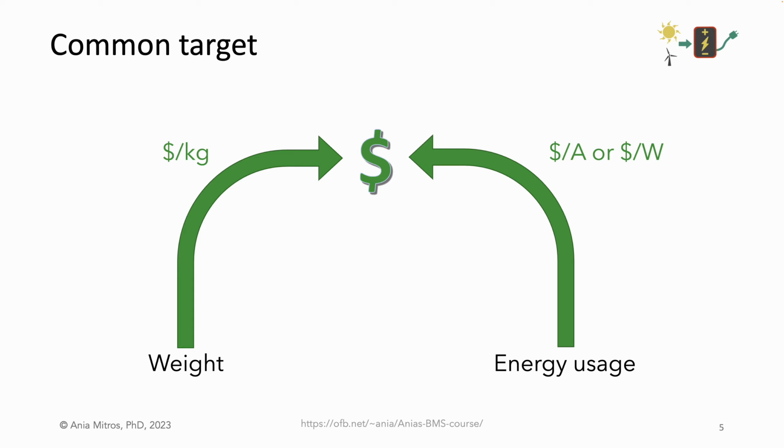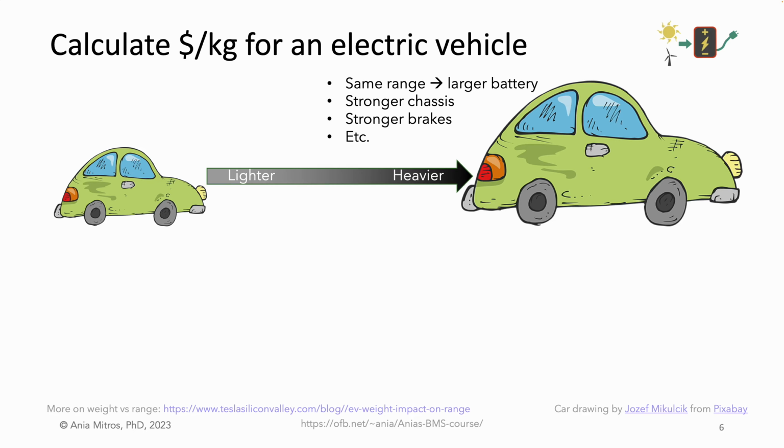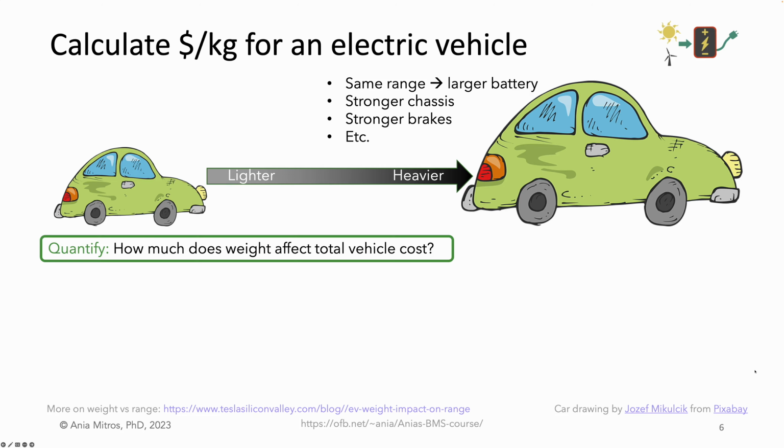You can do some system analysis to calculate the product level cost in dollars per kilogram for every additional kilogram added to the product, or for energy usage in dollars per amp or dollars per watt. Let's do an example. As an example, let's calculate the dollars per kilogram value for an electric vehicle. If we build a heavier vehicle, to guarantee a target range, we need a larger battery. The heavier weight may necessitate a stronger chassis, stronger brakes, and so on. A heavier vehicle costs more to build. We can quantify all these costs.